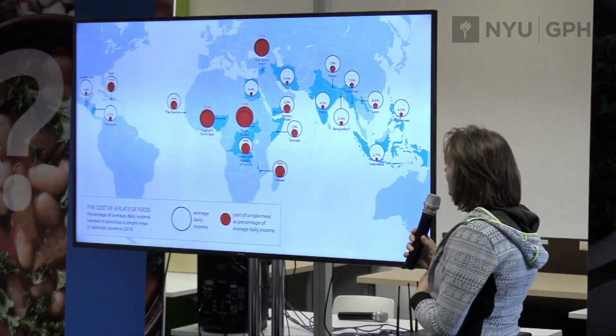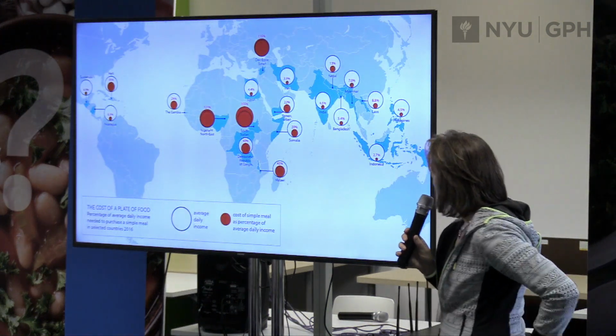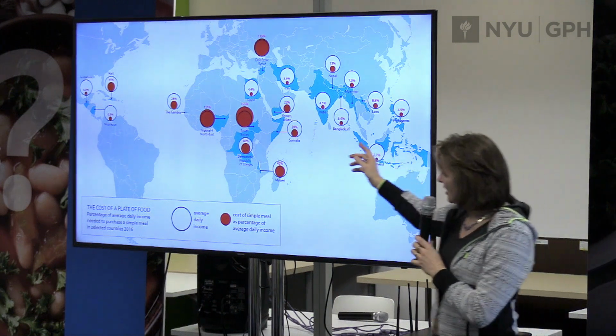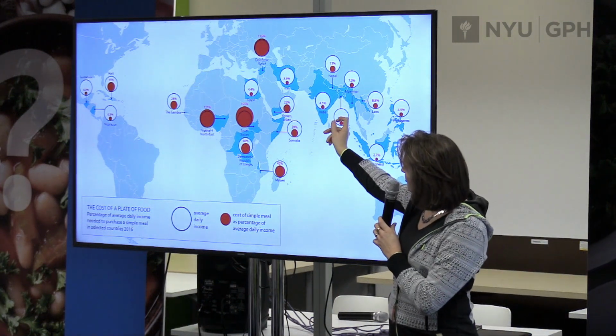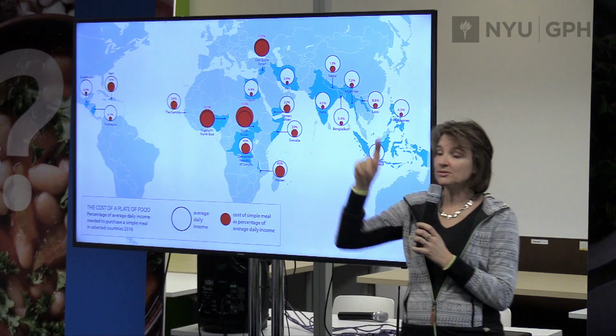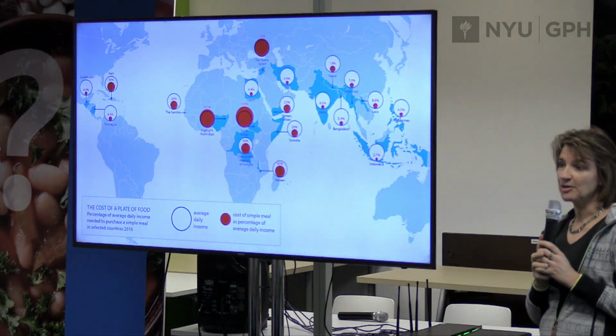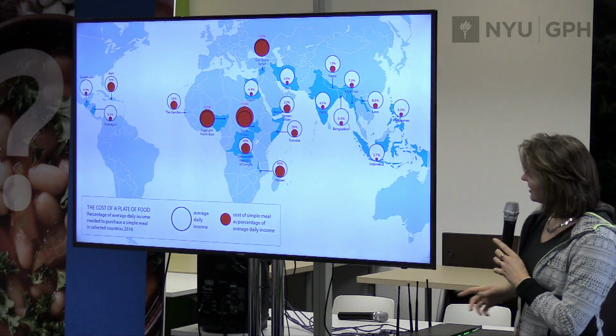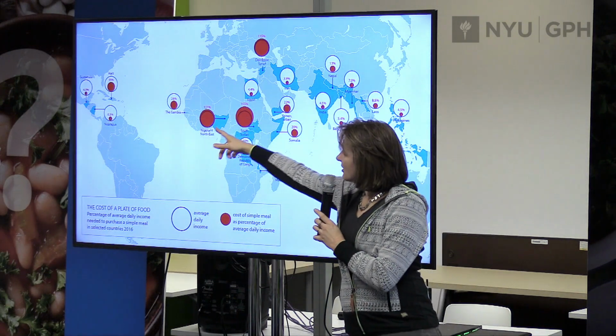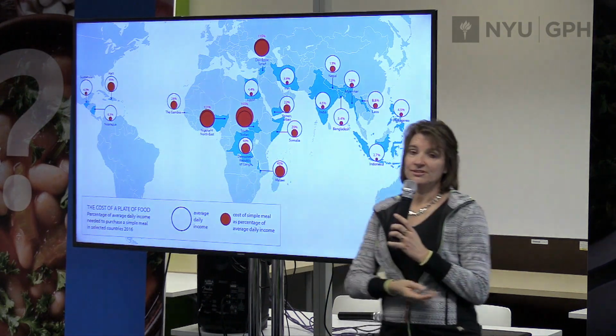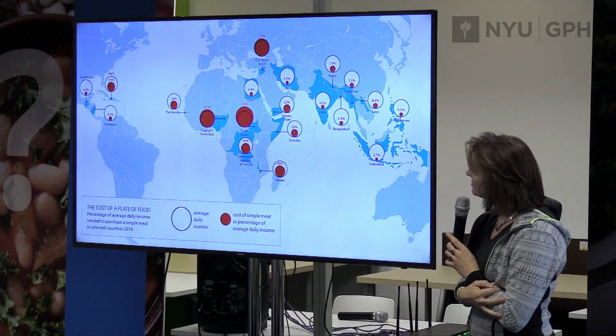On the next slide, this shows it in a different way. It shows the average daily income and then the cost of one meal as a proportion of that daily income. And you can already see the countries where the share is the largest. What do they have in common?